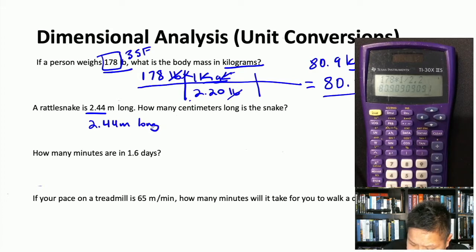Right? 2.44 meters long. I don't know why I wrote the word long there. We don't need that word. How many centimeters long is that same rattlesnake? You do the same thing again.